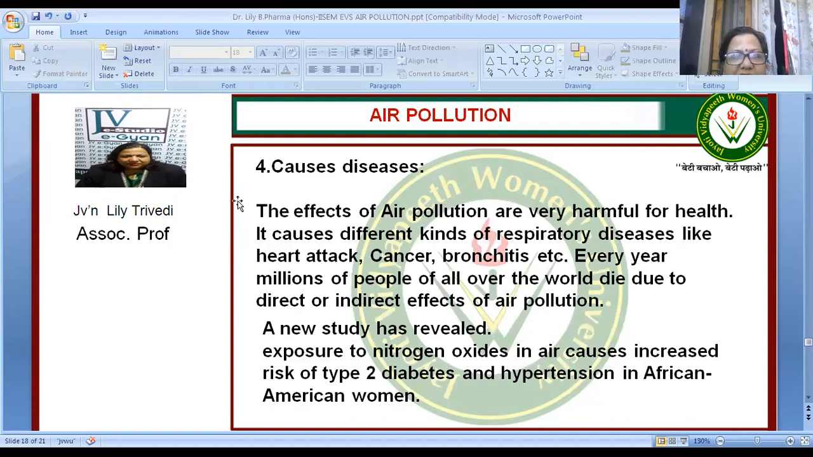Cause of disease. The effect of air pollution is very harmful for health and can cause different kinds of diseases like respiratory diseases, heart attack, cancer, bronchitis, etc. Every year, millions of people all over the world die due to the indirect or direct effect of air pollution. Now, a new study has shown that nitrogen oxides in air cause increased risk of type 2 diabetes and hypertension in women of African American origin.